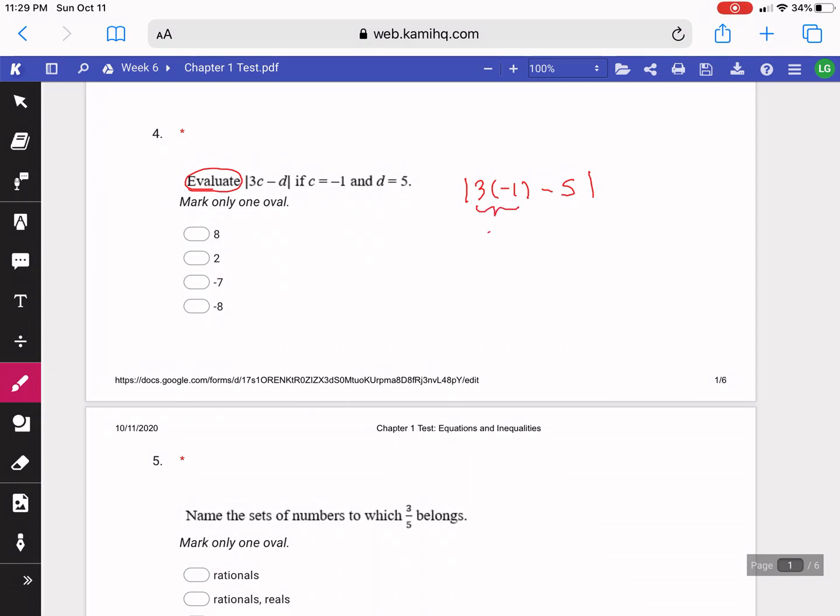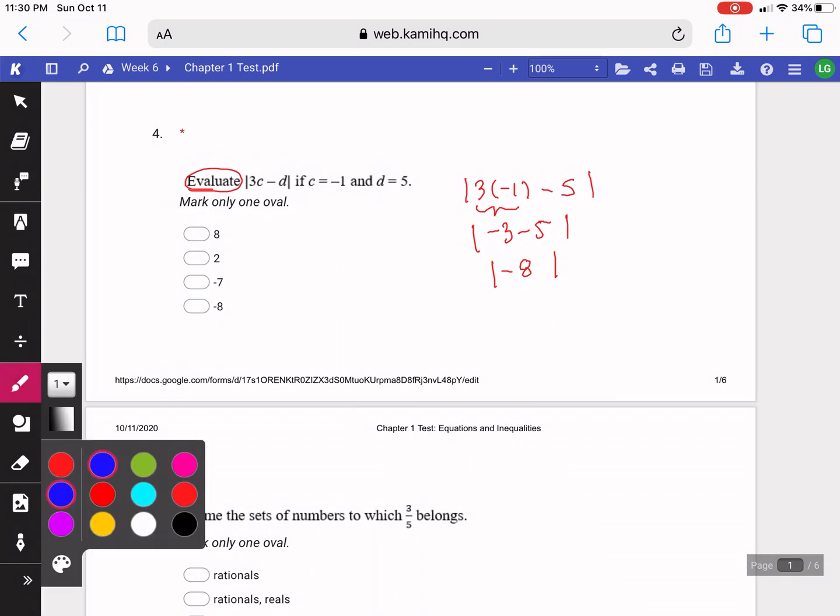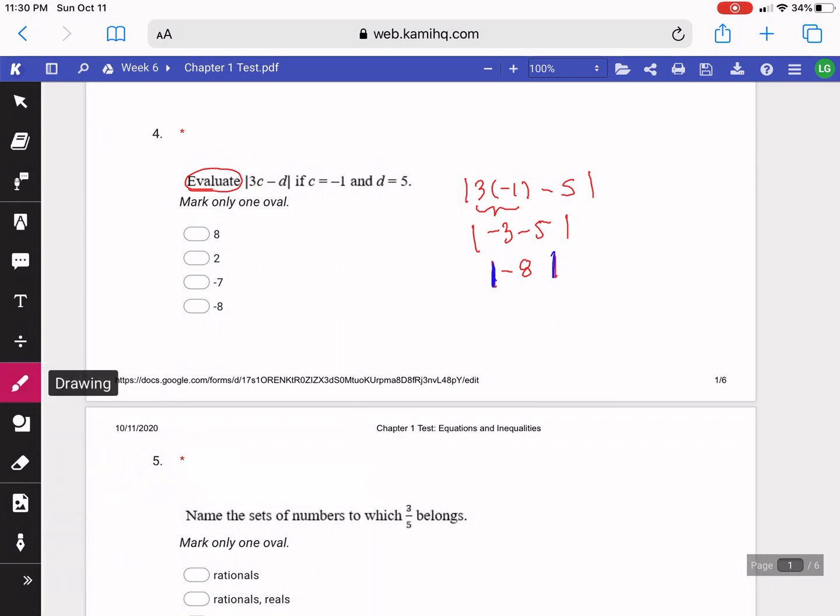So 3 times -1 is -3. Then you would do -3 minus 5, which is -8, which some of you put as your answer. But remember, these symbols mean absolute value. So the absolute value of -8 actually becomes +8.